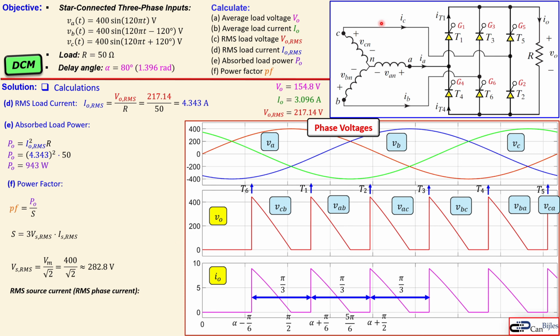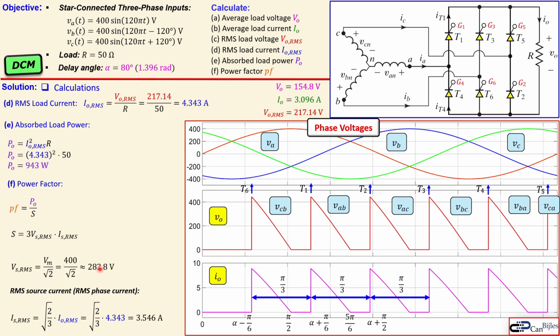And the RMS source current is actually the RMS phase current. These are the phase currents, by the way, IC, IB, and IA. So we know the average value of the load current here and also the RMS value, so we can reflect that actually to the source current. And that's done using this formula. So we have here the RMS source current is equal to square root of 2/3 times the RMS load current. So you see RMS source current and RMS load current are related by this factor, which is then calculated here at 3.546 amps.